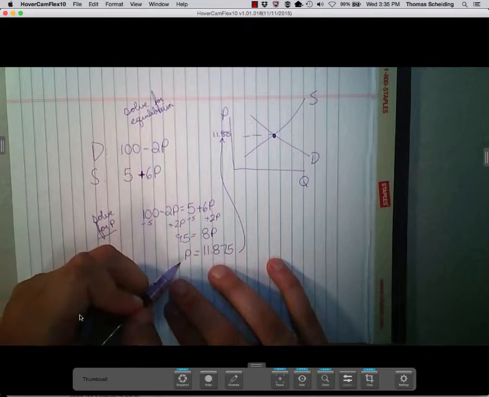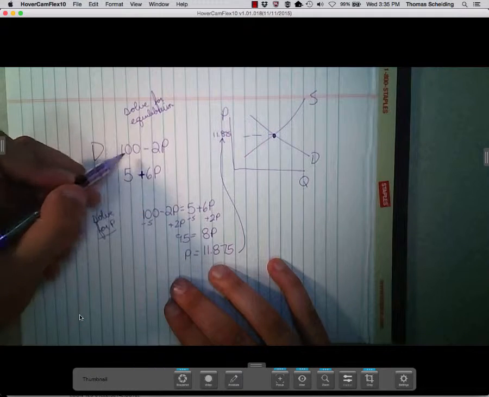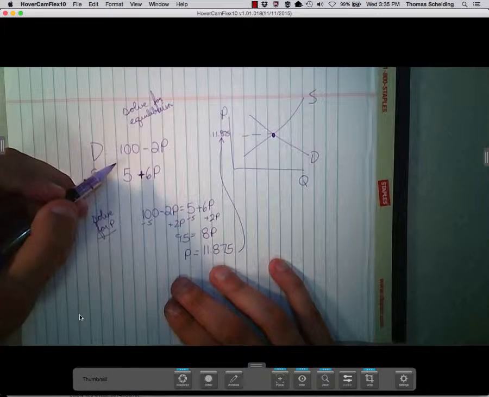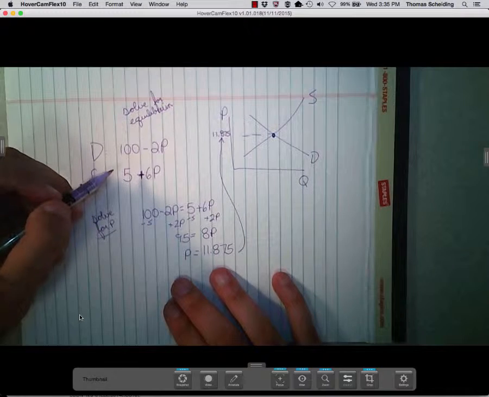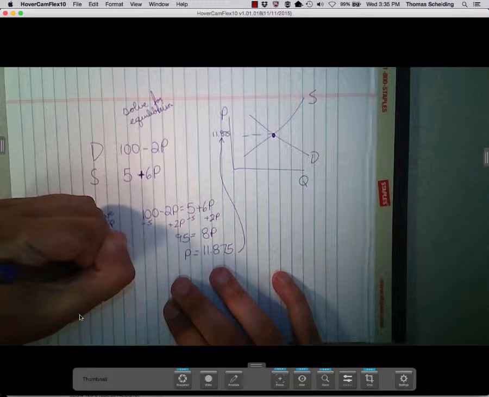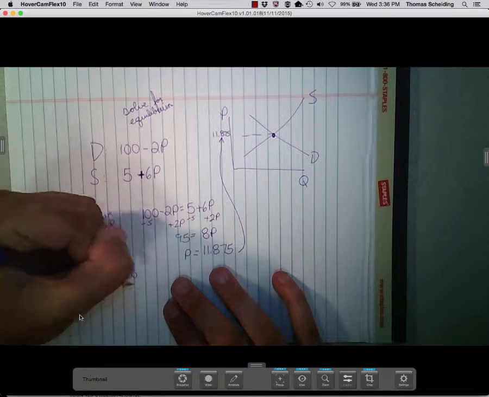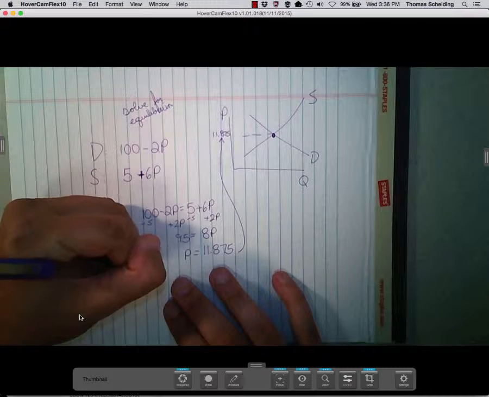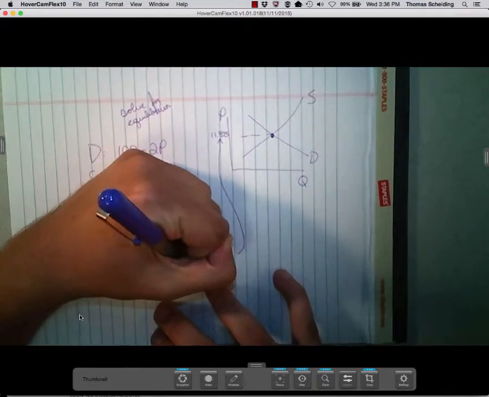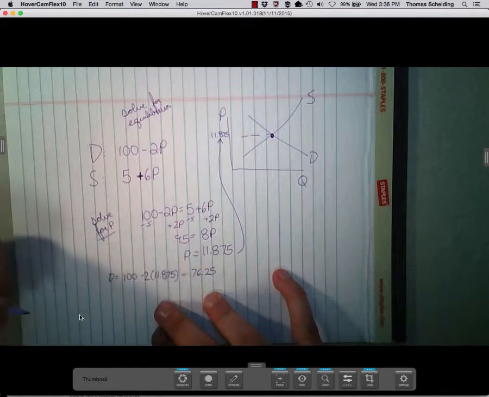Now I need to substitute this price into either equation. It doesn't matter which one, but I substitute it into one of the two, or I can substitute it into both. If I substitute it into both, I should get exactly the same answer. But I'll substitute into both just so you get a familiarity with it. That would be demand equals 100 minus 2 times 11.875. And I get an answer of 76.25.